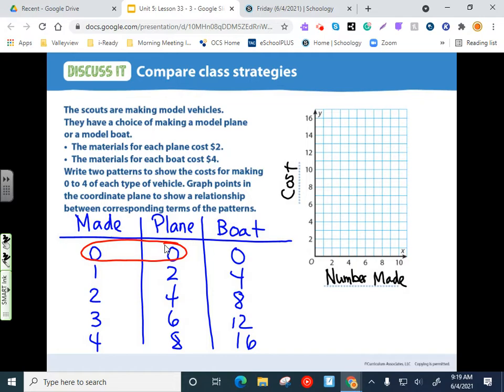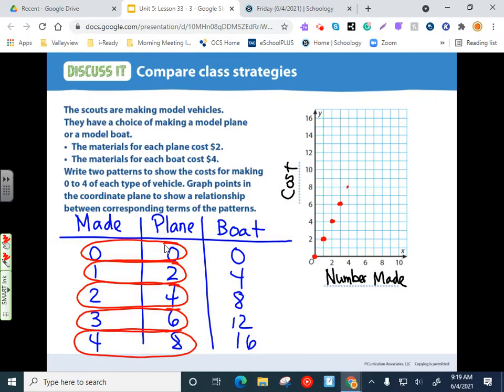Okay, so let's start with planes. I'm going to do those in red. I've got 0, 0. We've got one made for $2. If we make 2, that's 4. If we make 3, that's 6. If we make 4, that's 8. So we've got that. So these are all the planes. It just shows a relationship between those. And I'm going to label that planes.